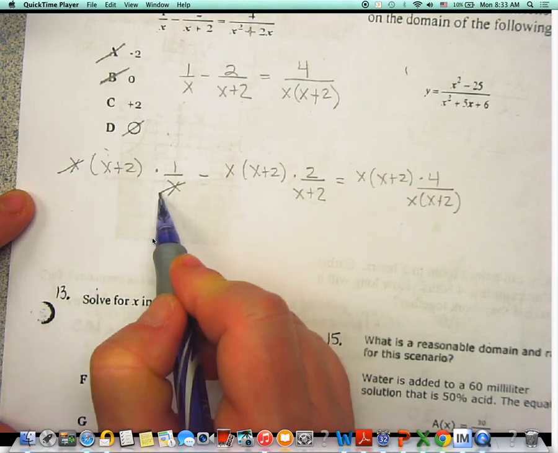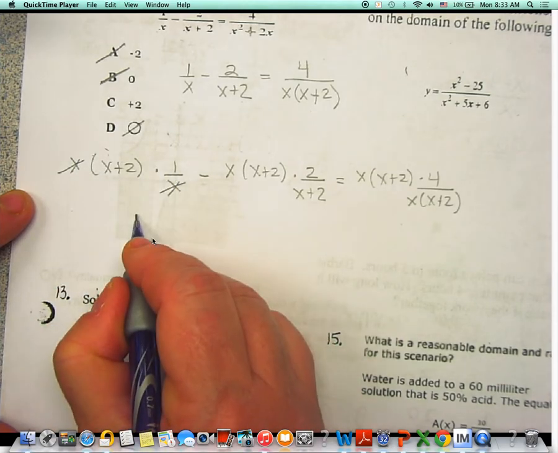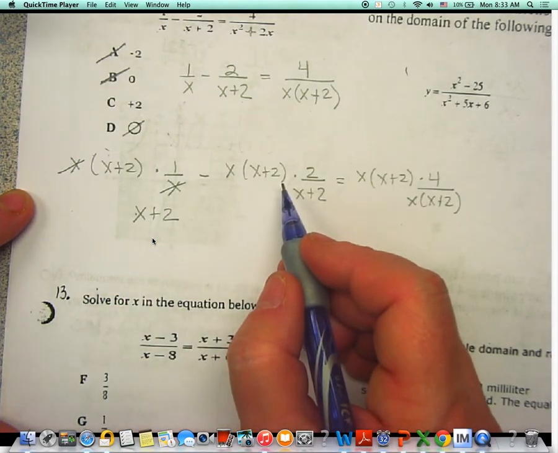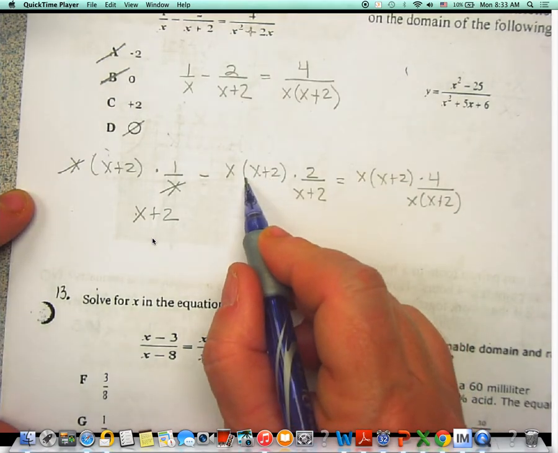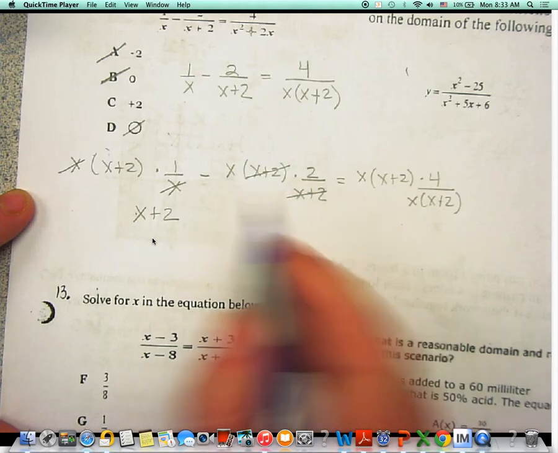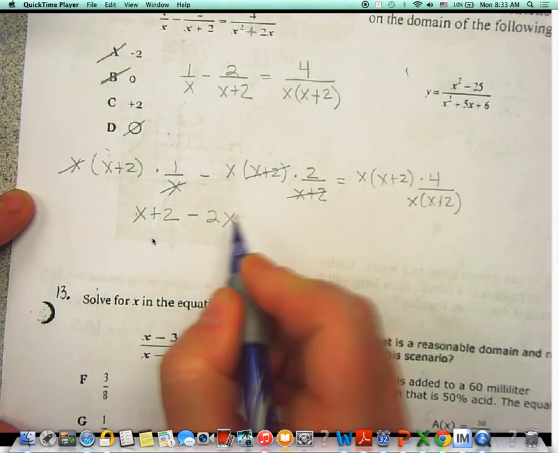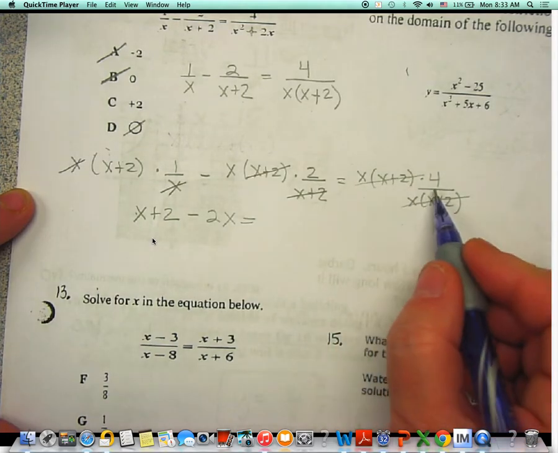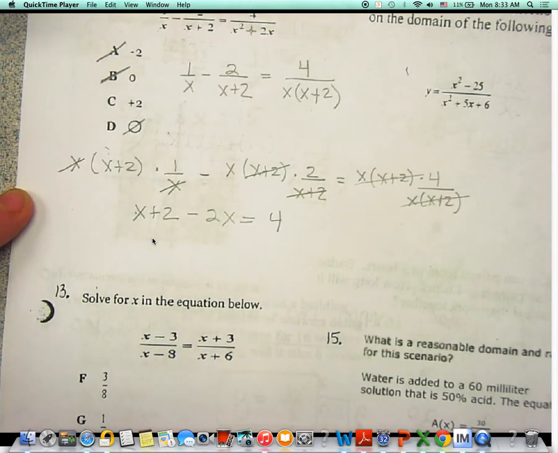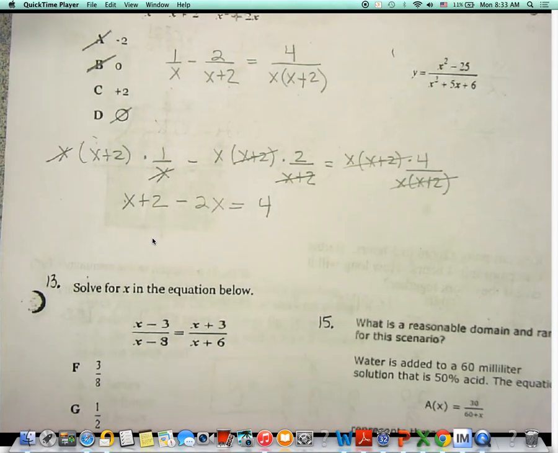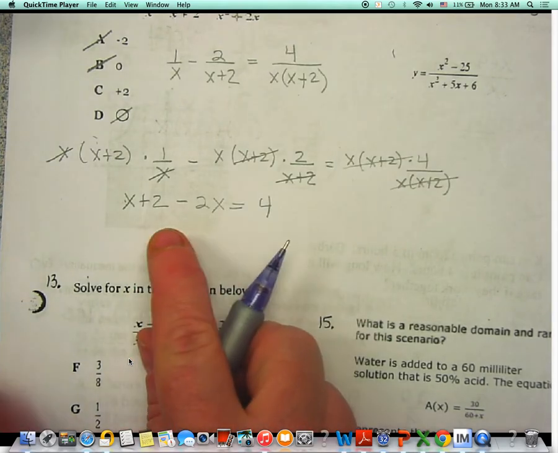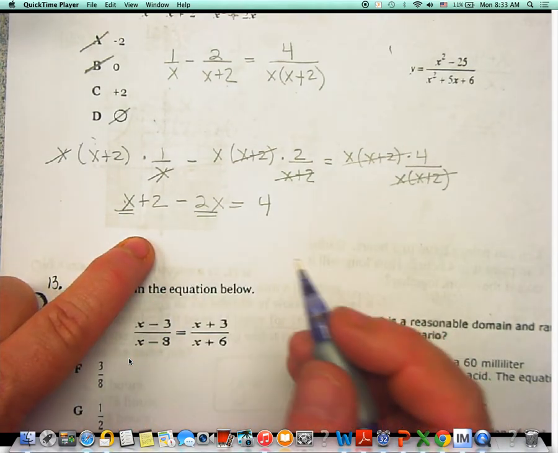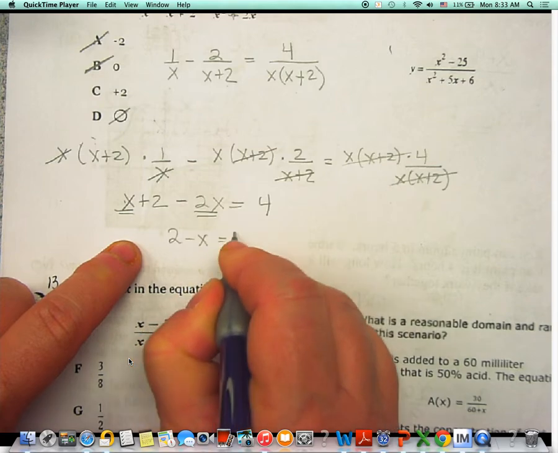So like the x's cancel out, what's x plus 2 times 1? X plus 2. Okay. What cancels out on the next one? X plus 2. So you got x times 2 is, so minus 2x equals, then everything on the bottom cancels out on this one, and so you just have 4. Makes it a lot easier now. So x minus 2x, we can put those together. What does that give you? Negative x. So you have 2 minus x equals 4.